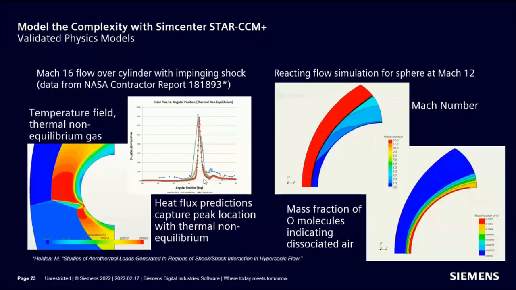On the right, you can see a case where we're using a full reacting flow simulation at Mach 12, where we're actually taking the dissociation into account. We have the Mach number in the top picture, and then the mass fraction of the dissociated O molecules. You can see the amount of dissociation, especially as you get close to the sphere here. So depending on the level of complexity and the particular goals of the simulation, SimCenter Star CCM Plus has a range of validated models that can be brought to bear to ensure that you can accurately simulate the physics that are important for the particular flow regime.